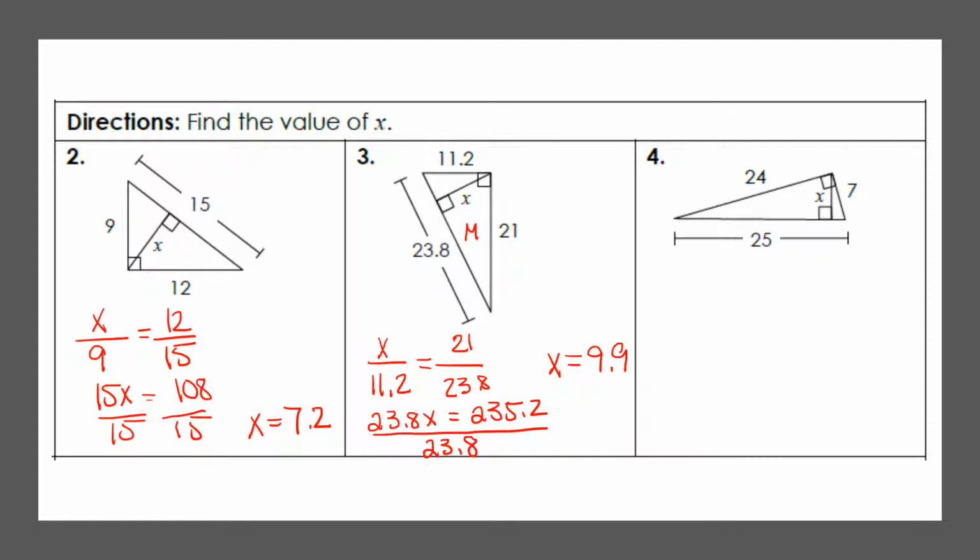Same thing here on number 4. Short side to short side, hypotenuse to hypotenuse, so it'd be x over 7 equals 24 over 25. So I have actually 25x equals 7 times 24, 168. And then if I divide everything by that 25, I get that x equals 6.72, so I'm going to round it to 6.7.